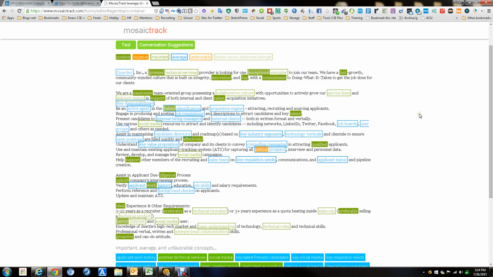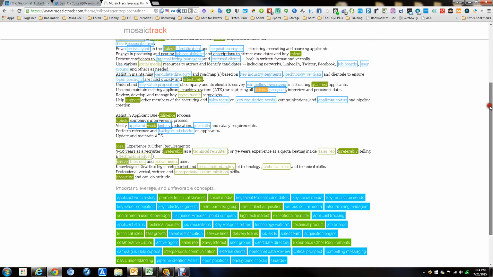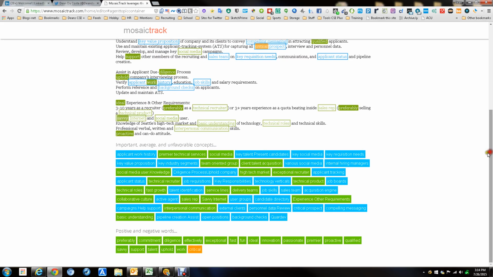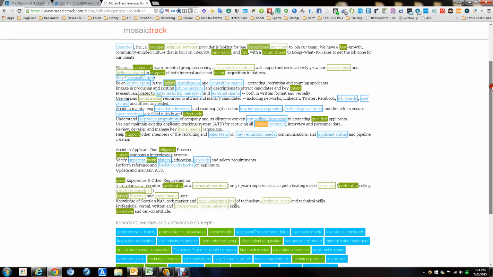Critical is a strong word and everything, but everything else looks really good and shows that this job description is actually fairly well written. A lot of average, so not bad. A lot of very positive and a lot of important, so that's all good. Down here at the bottom, important averages, unfavorable concepts. You got all the greens and the blues. There was no unfavorable concepts, so that's all good. And then positive and negative words. Critical is the only negative word. So we might want to come up with a different word other than critical.